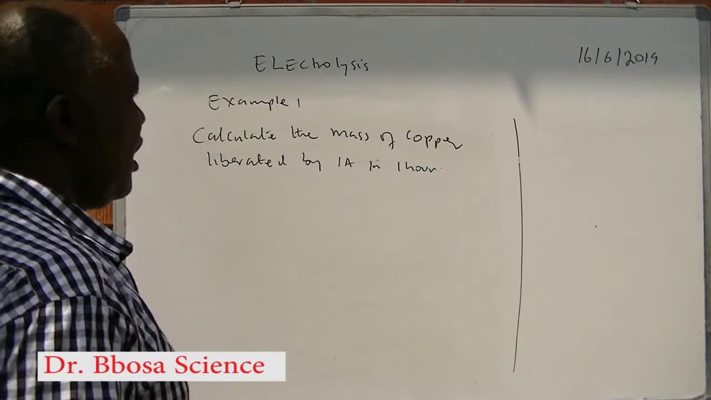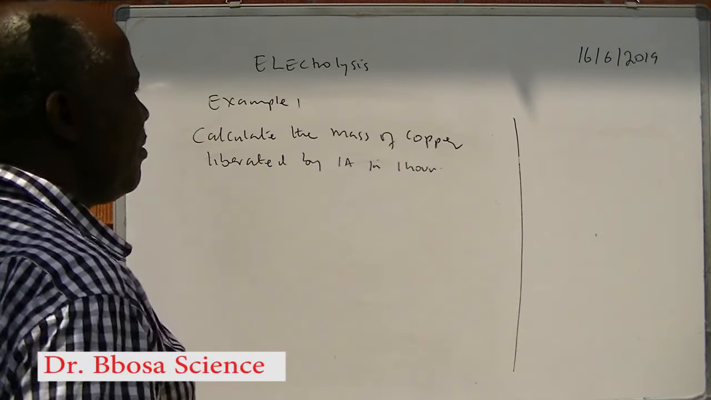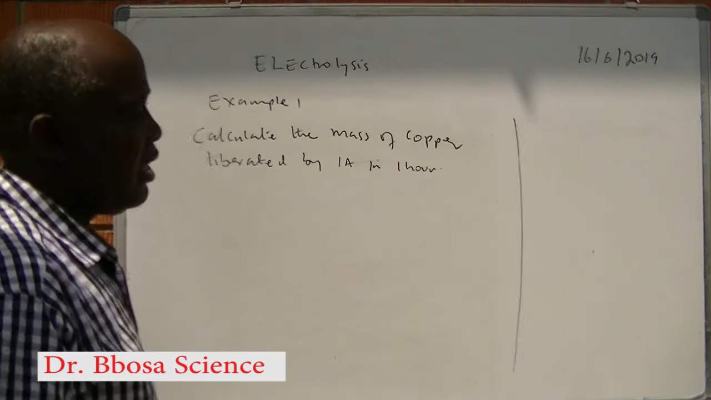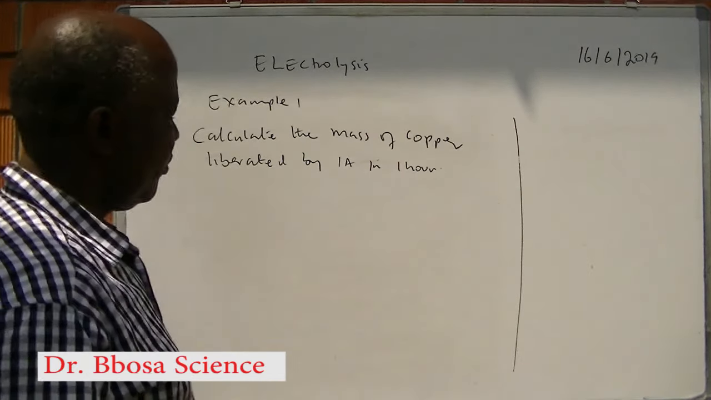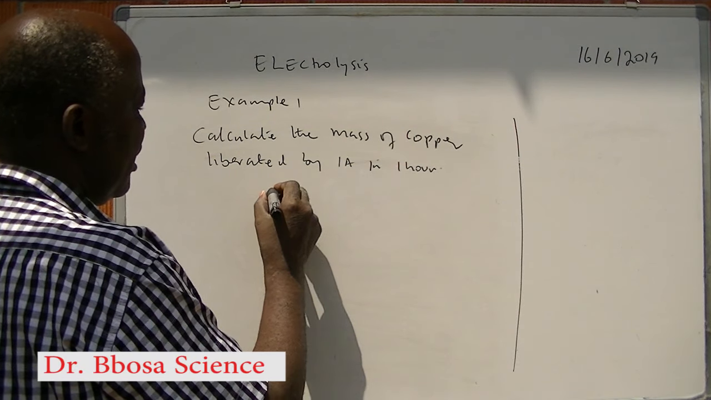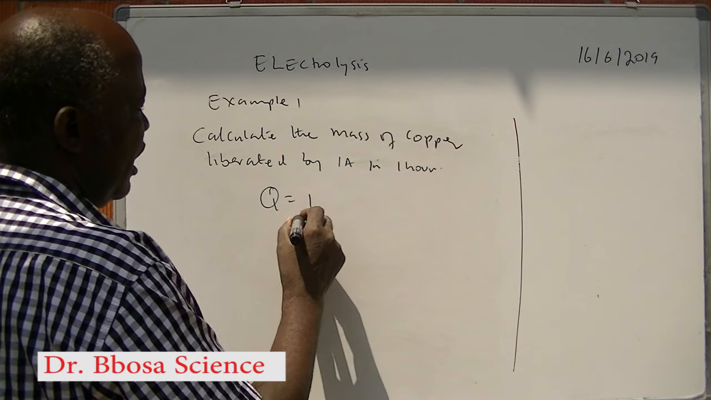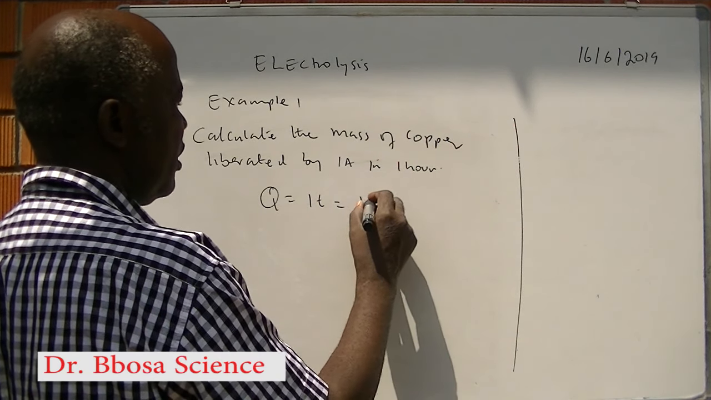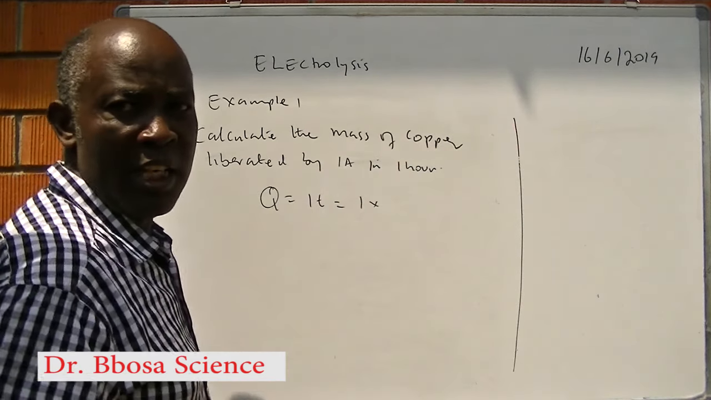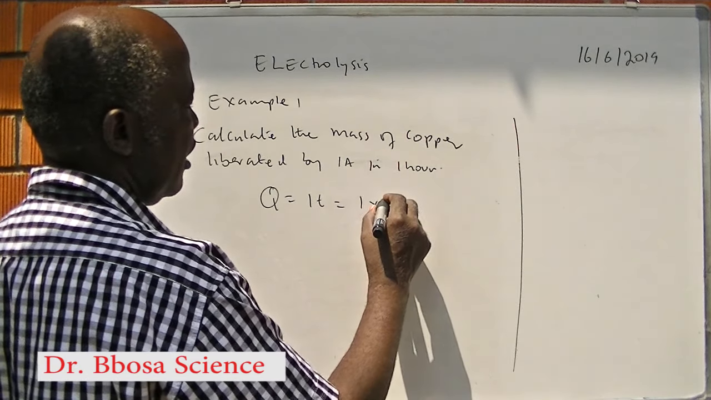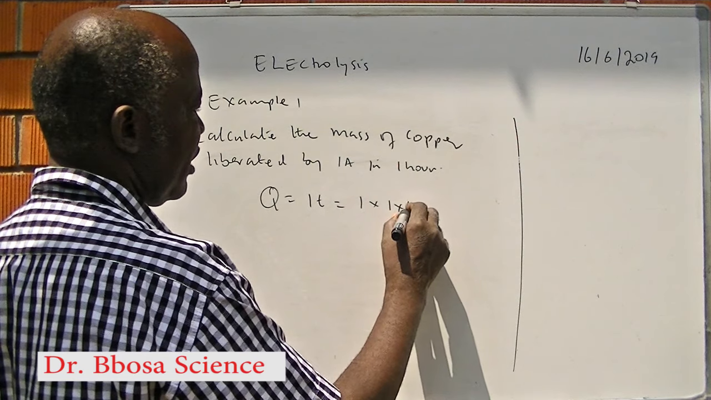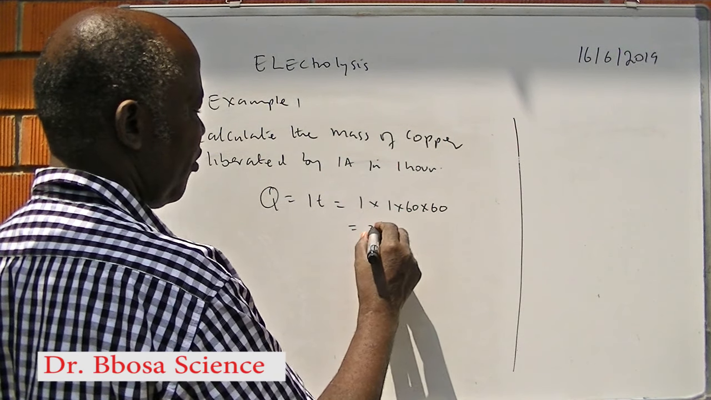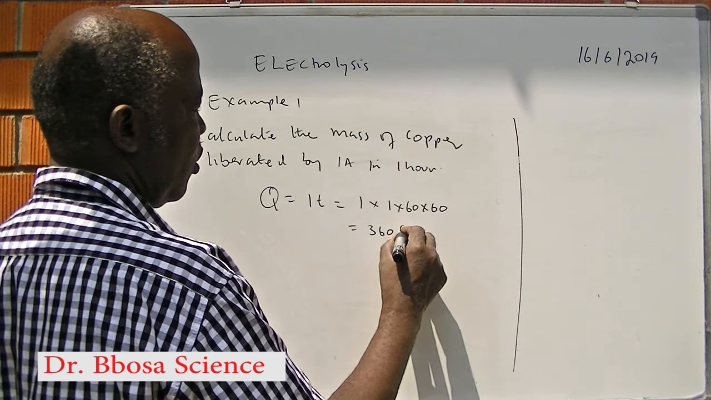Example 1. Calculate the mass of copper liberated by 1 ampere in 1 hour. First we calculate the quantity of electricity which is equal to IT, and this will be equal to I, which is 1, times T, but T is in seconds, so it will be 1 hour times 60 minutes times 60 seconds, which will be equal to 3600 coulombs.